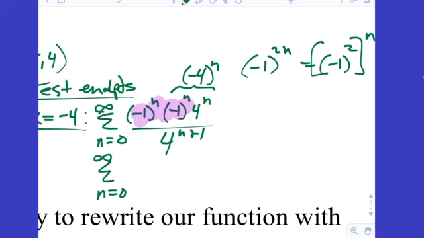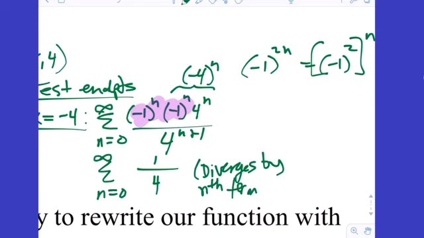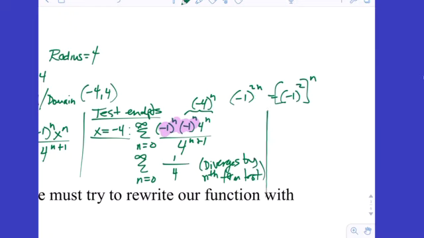And what happens with your 4 to the n? It becomes 1 over 4 when you simplify, right? There's one more power of 4 in the bottom. And now this totally does what? This one diverges by nth term test, right? So we can't include the left endpoint. Let's try the right endpoint.